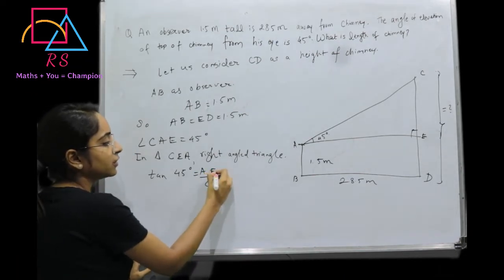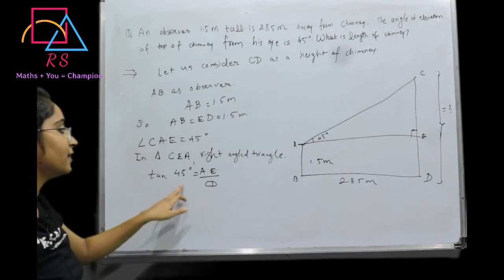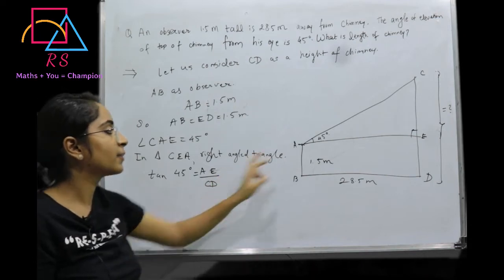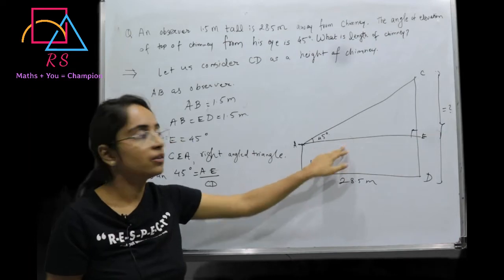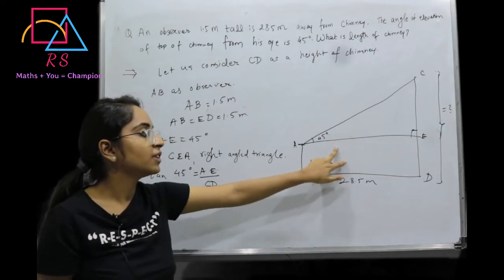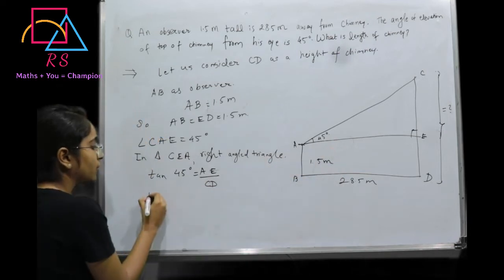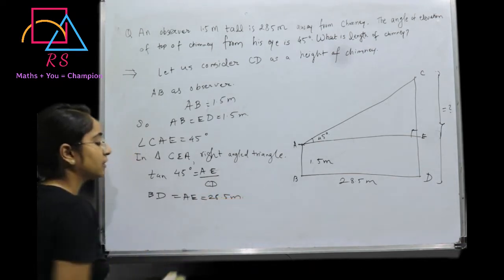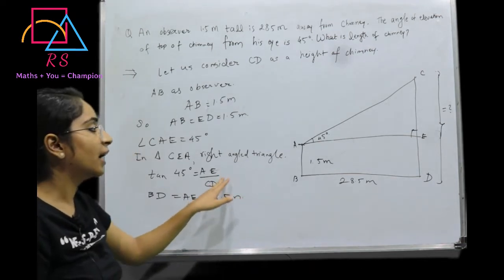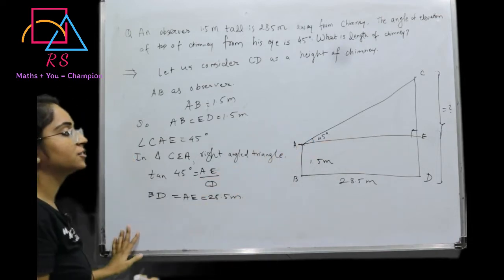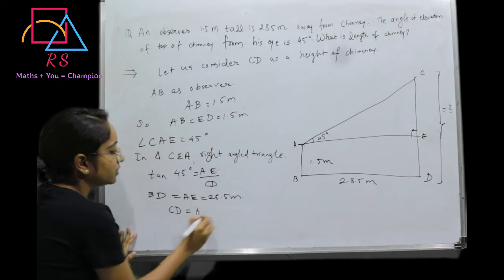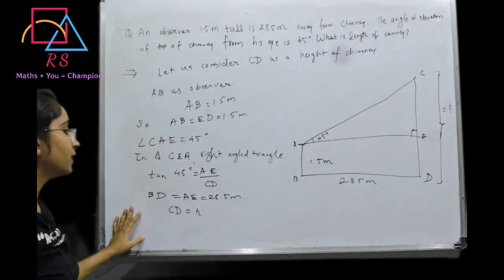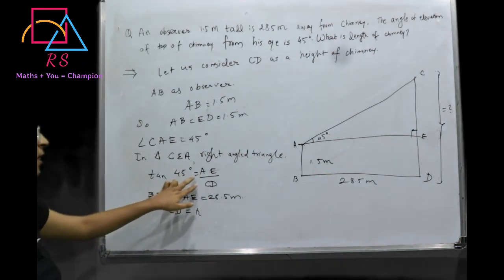So tan 45 is CE upon AE. This we have to use further, and then I have to substitute the values in the place of AE and CE. AE is also a side of the rectangle, so two sides which are parallel are equal, so BD is equal to AE. So therefore BD is equal to AE, which is equal to 28.5 meters. So thus I got AE. And let us consider the height of the chimney, which is H. CD is equal to H.